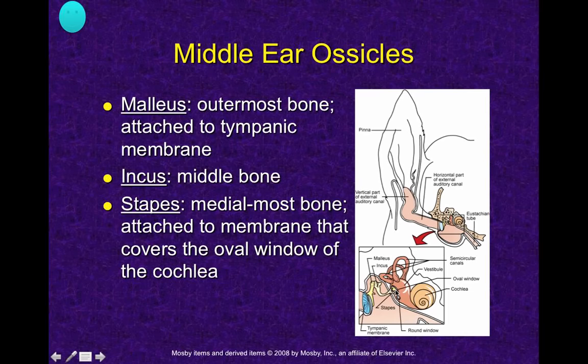So sound wave vibrations cause the tympanic membrane and the ossicles in the middle ear to vibrate. That causes vibration of the fluid around the cochlear duct. Fluid vibration causes the cochlear duct to move. That causes the tectorial membrane and the hair cells of the organ of Corti to rub against each other, which generates nerve impulses that travel to the brain and are interpreted as sound.